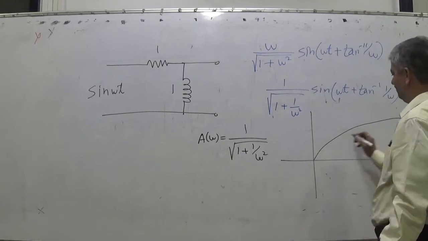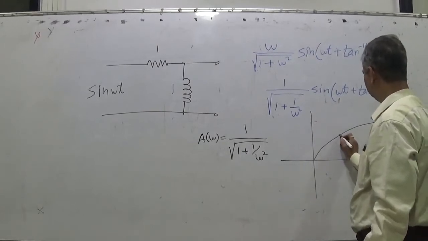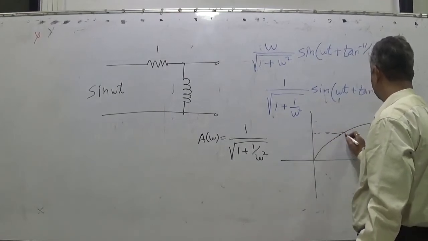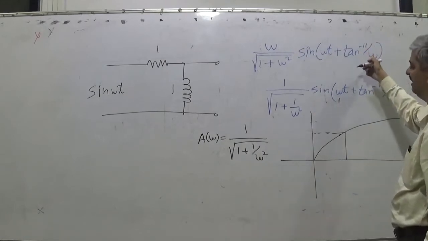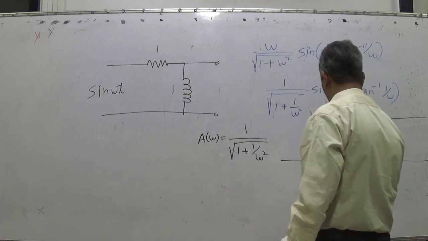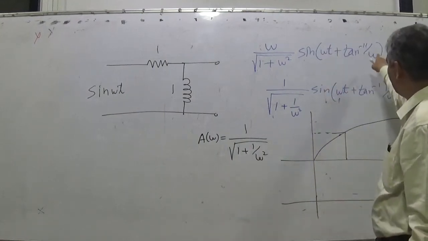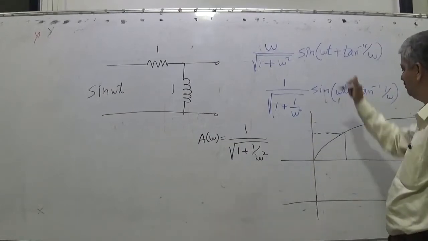For omega equal to 1, it would be 1 upon root 2, 0.707. So at omega equal to 1, it would be 0.707. And the phase is tan inverse of 1 upon omega, and it is plus, not minus. So at omega equal to infinity this is 0, so phase is 0. And at omega equal to 0, phase is 90.